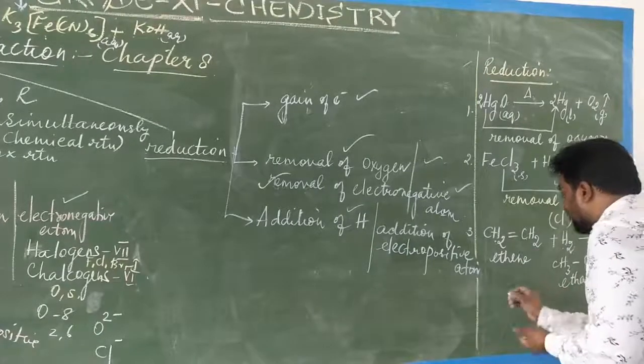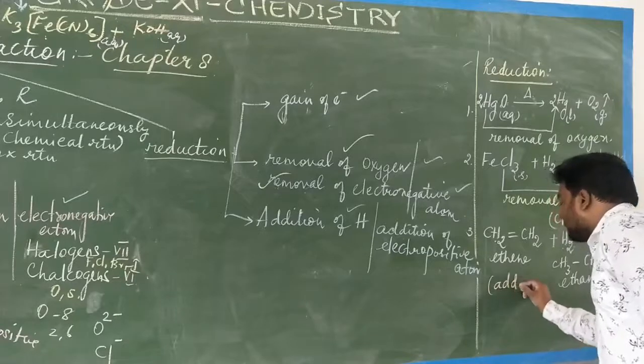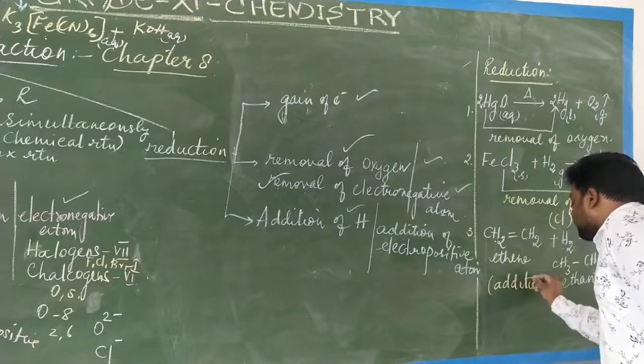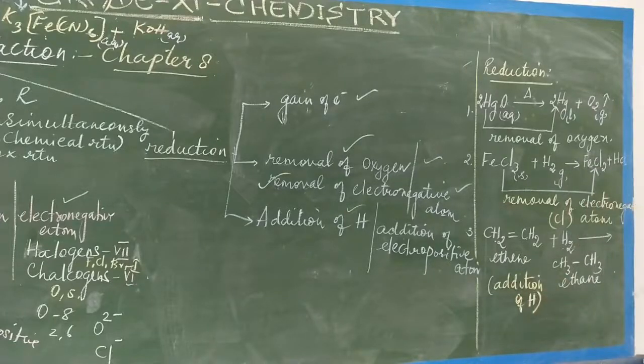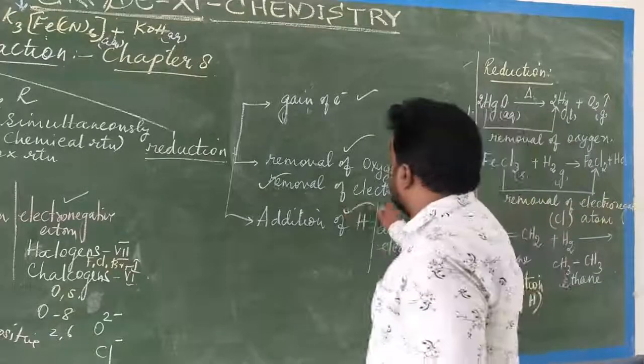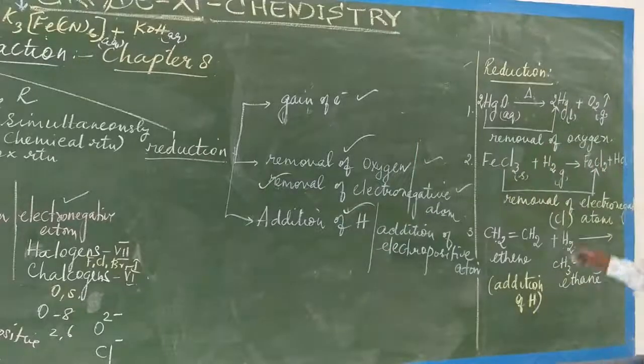Addition of hydrogen has taken place. Here, addition of hydrogen has taken place. So ethene with hydrogen gives rise to the formation of ethane. So addition of hydrogen.